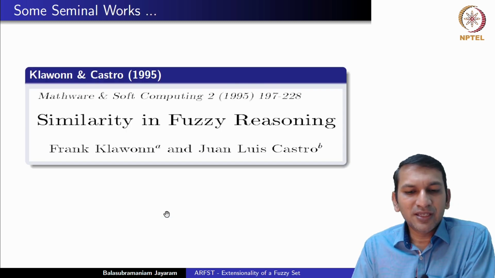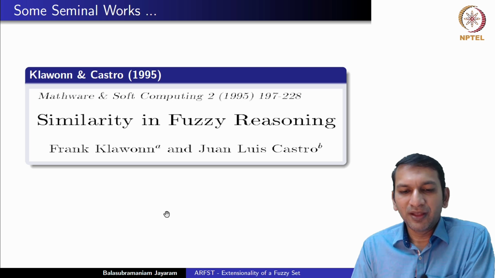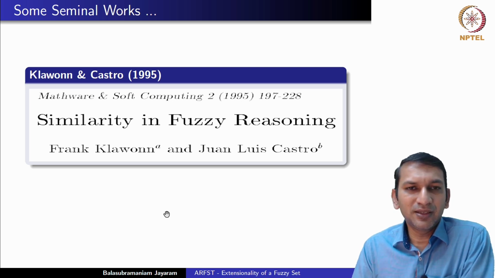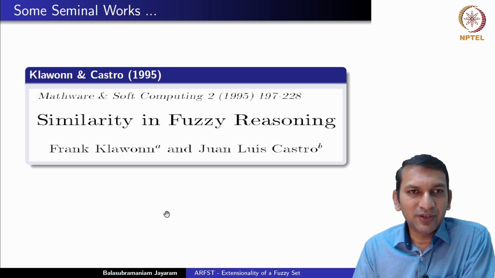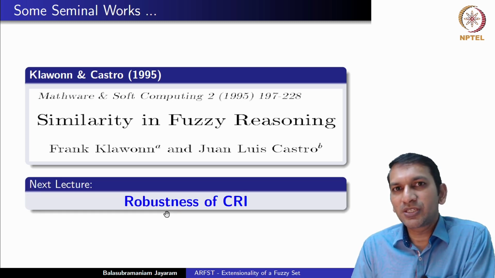The topics covered in this lecture are very well captured in this paper, a seminal work by Klawonn and Castro almost 27 years back, wherein they proposed this entire idea of extensionality and showed what happens to inferences, especially CRI, when you have different inputs related to each other in terms of extensionality, how they give out identical outputs. And this is what we will be looking into in the next lecture, when we discuss the robustness of CRI.